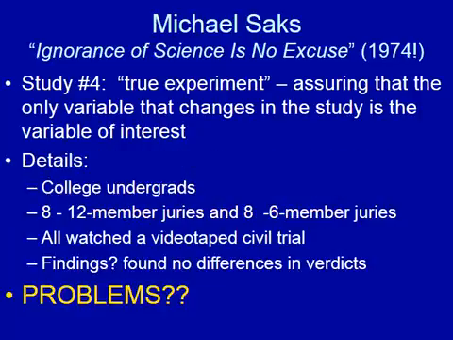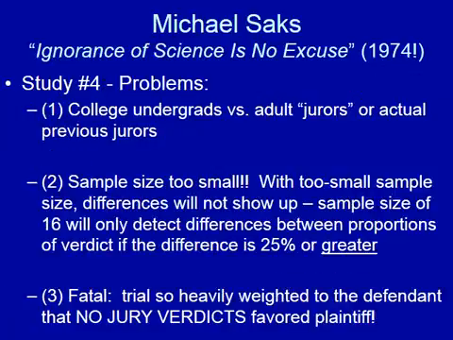So the details of this study are college undergrads. They formed 8 12-member juries and 8 6-member juries, and all of them watched a videotaped civil trial, and found no differences in verdicts. Wow, that sounds really good so far, but big problems, as you saw in the reading. I mean, a couple of little problems, college undergrads versus adult jurors. Again, you might have some external validity issues, but not a huge problem there.